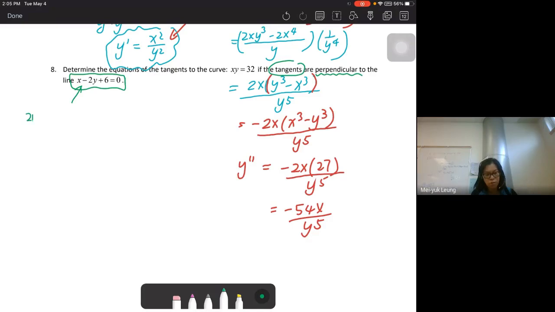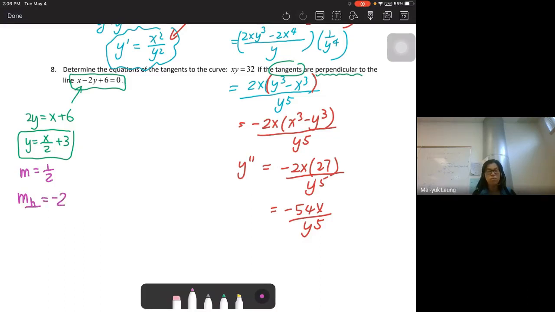Okay, so we have 2y equals x plus 6, and y is equal to x over 2 plus 3. So from this equation, the straight line, we know that the slope is equal to 1/2. So that makes the perpendicular slope of this line -2. Just remember all perpendicular lines have slopes that are negative reciprocals of each other. All right, so now we know that this is the slope of the tangent line.